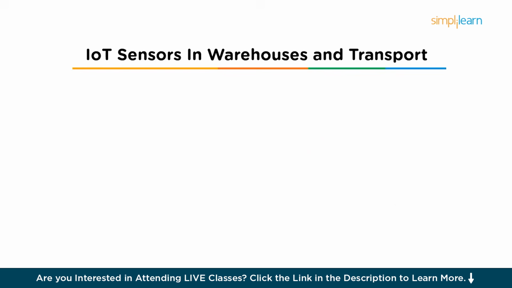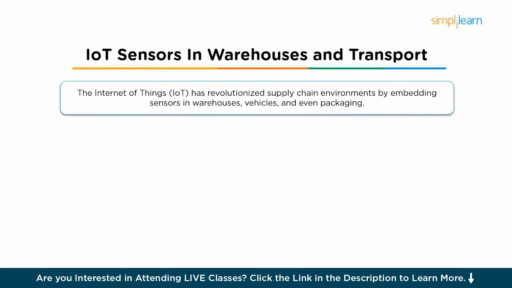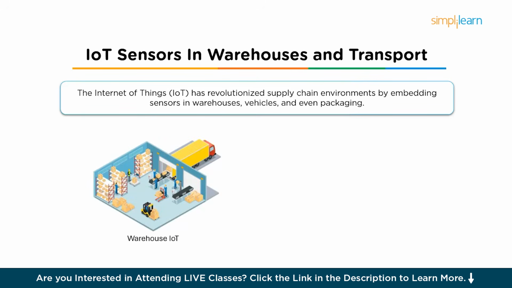Let's move forward and see IoT sensors in warehouses and transport. The Internet of Things, IoT, has changed supply chain environments by embedding sensors in warehouses, vehicles, and even packaging. Warehouse IoT sensors monitor environmental conditions such as temperature, humidity, and light, critical for sensitive goods like pharmaceuticals or foods. They track equipment performance to predict maintenance needs before breakdowns occur, reducing downtime.